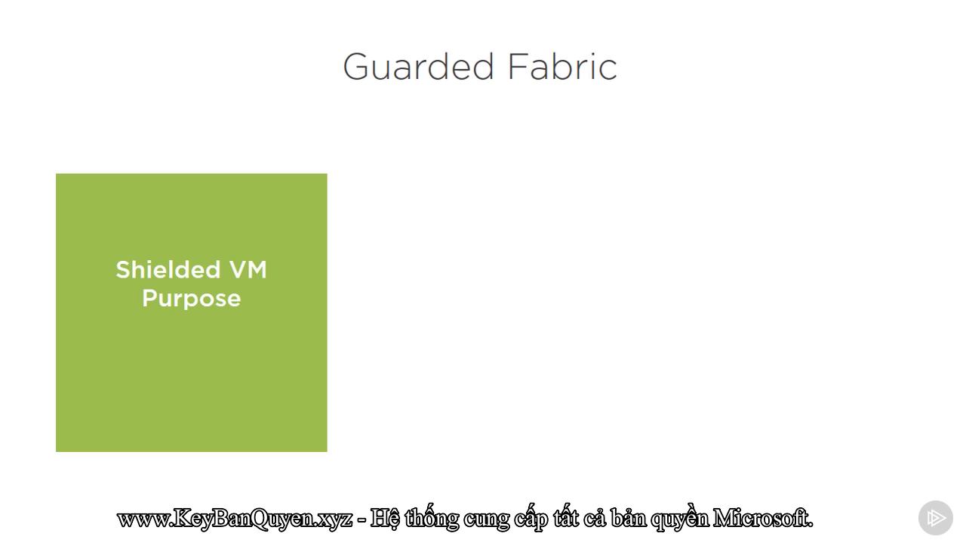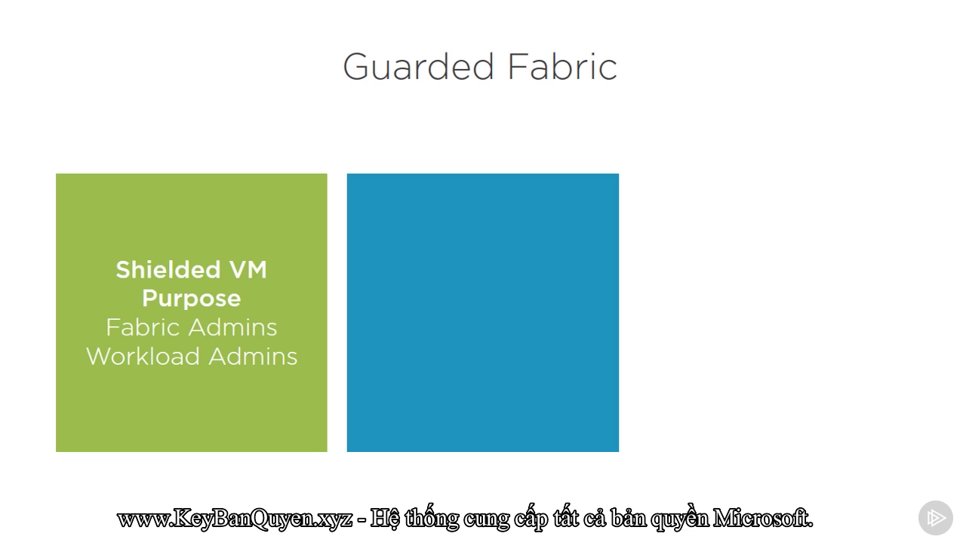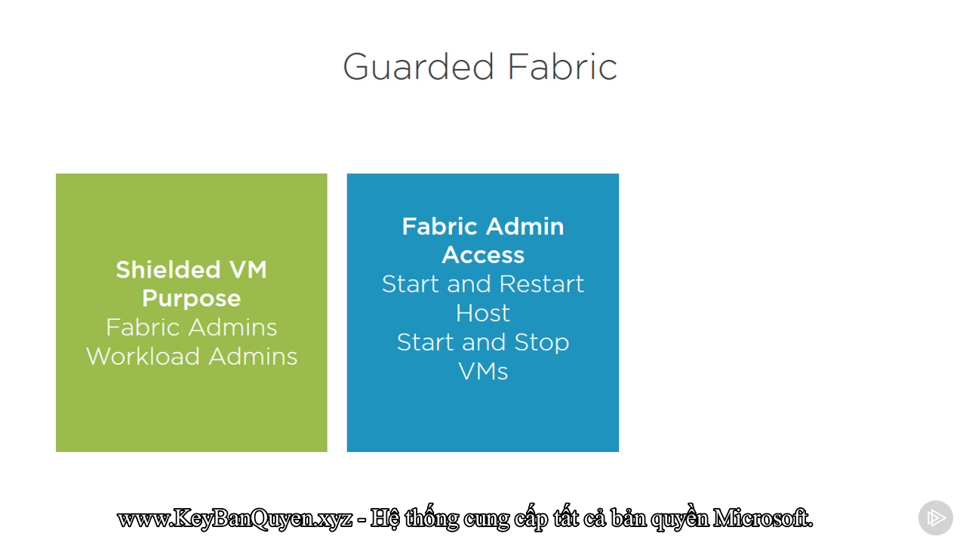Let's talk about how we can separate the roles between Fabric and workload. In a guarded Fabric using Host Guardian Service, we have two different roles, the Fabric admins and the workload admins. Each of these administrators does different things, so we need to separate their duties. The Fabric administrator has access to start and restart the host. It can also start and stop virtual machines, and it can create virtual machines. But that's where the Fabric administrator's role ends.